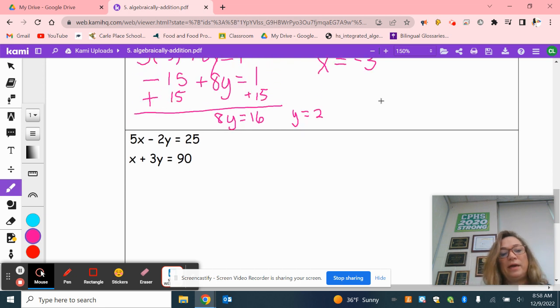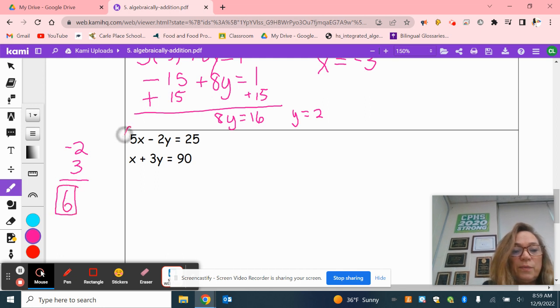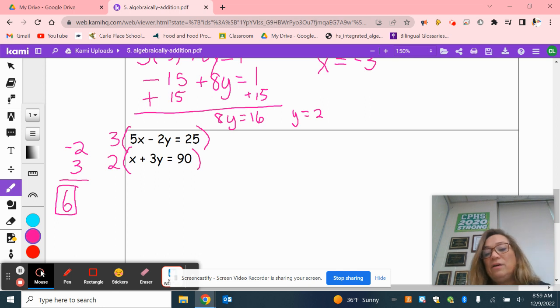Okay, so here we go again. I'm going to work with the -2 and the 3, and I'm going to try to get 6's. So that's my idea, 6's. So I'm going to multiply the top one by 3 and the bottom one by 2. Now it really doesn't matter if you cancel out the x's or you cancel out the y's. You just have to go for what common multiple you see. I usually use the lowest common multiple, but it really doesn't matter. You can use any multiple. You just want to get additive inverses.